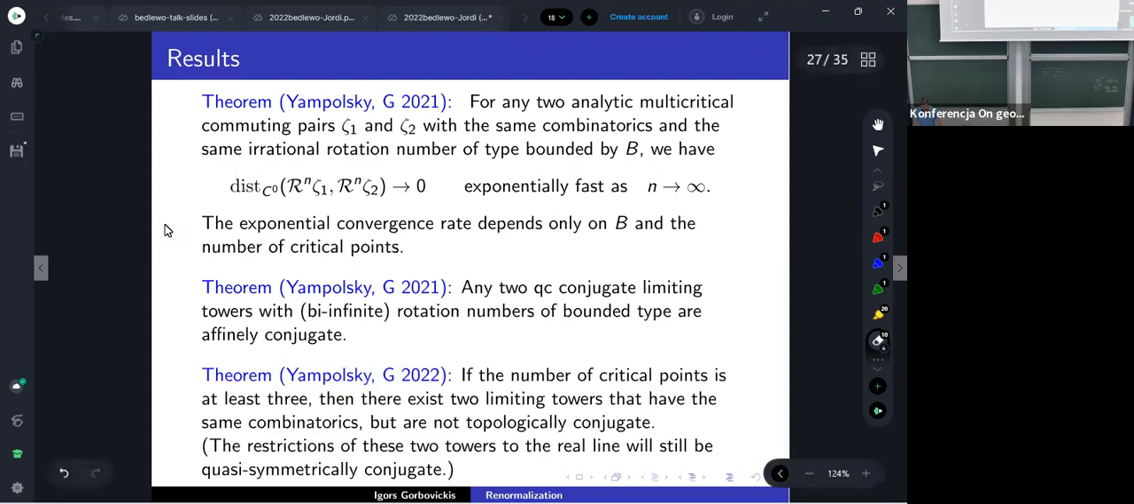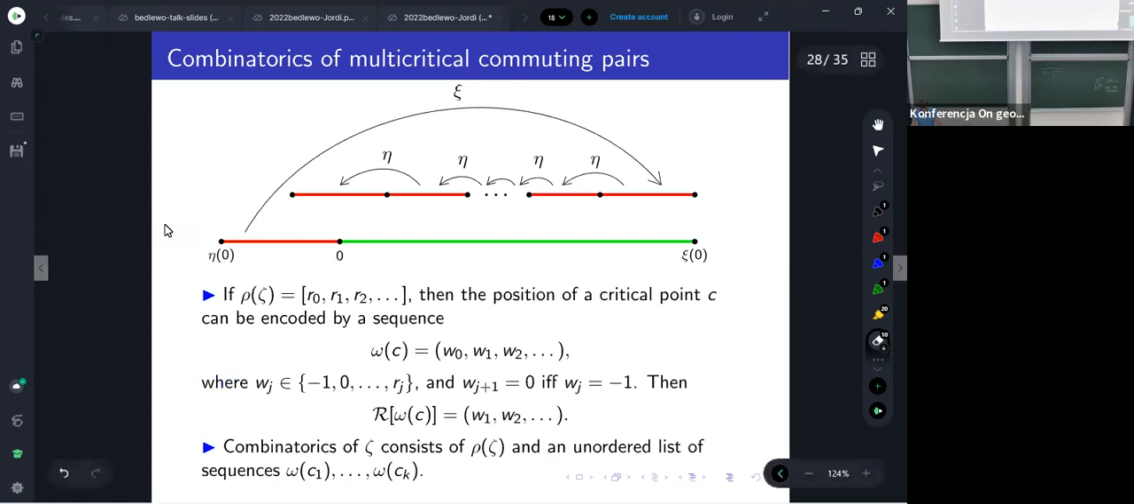And so the new result is that if the number of critical points is at least 3, then there exist 2 limiting towers that have the same combinatorics on the real line, but are not topologically conjugate. So in other words, it means that if we restrict such 2 towers just to the real line, they will be quasi-symmetrically conjugate because of the real bounds. But the complex extensions will not be topologically conjugate. So this seems to be a new phenomenon which has not appeared previously. So let me try to give some explanation.